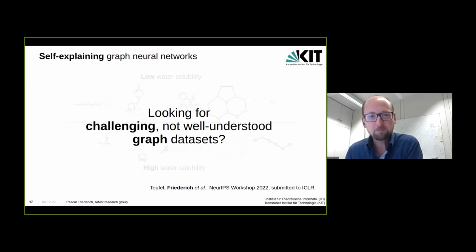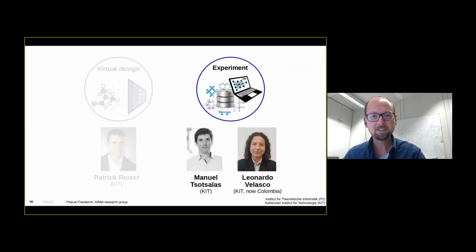And of course, always up for challenges. So if you have a challenging data set, maybe on molecules, maybe also on solid state graphs, we're very happy to look at such a data set with our model to see what is the accuracy of the prediction, but also mainly to see what are the explanations that the model comes up with, and what are the structure property relations that such a model can extract from the data. So if you have any idea here, feel free to reach out to me and we can discuss that.